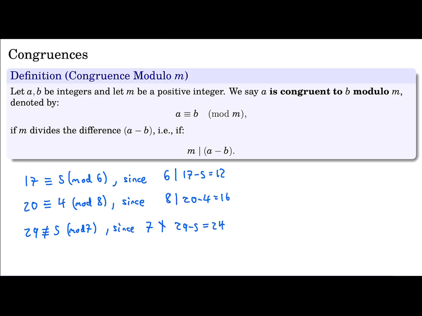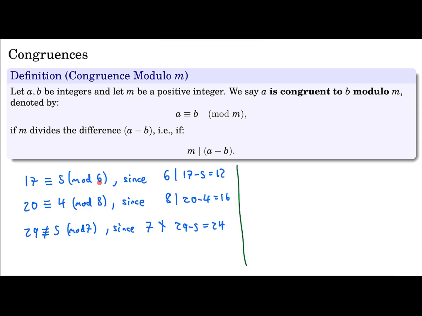Okay, so it's a definition, but what does this mean? So let's look at this a bit differently. Let's focus on this mod 6 example here. What does it mean that 17 is congruent to 5 mod 6? What this means is that if you think of the integers divided by 6 and you look at their remainders, we're saying that 17 and 5 have the same remainder when they are divided by 6.